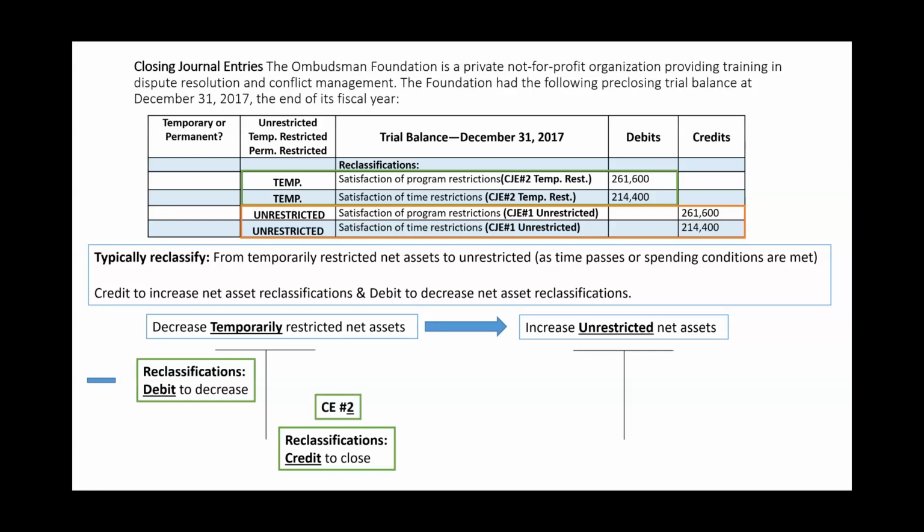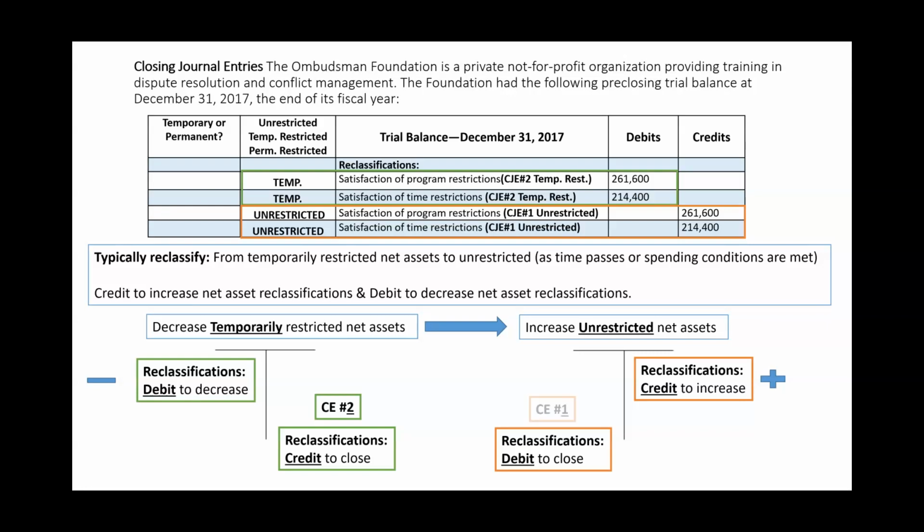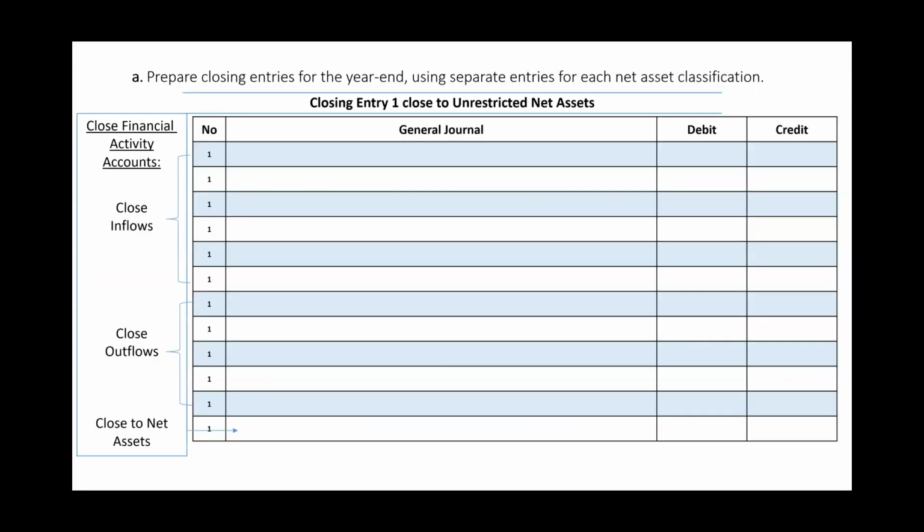When we had an increase in unrestricted assets, we got a credit. We were increasing it during the reclassification process. That left us with a credit balance. So in order to close that unrestricted net asset account, we need to debit it, and that's going to be closing entry number 1. So you see we've got 2 different closing entries here, but these are going to net each other out. So let's work through that so we can see the process.